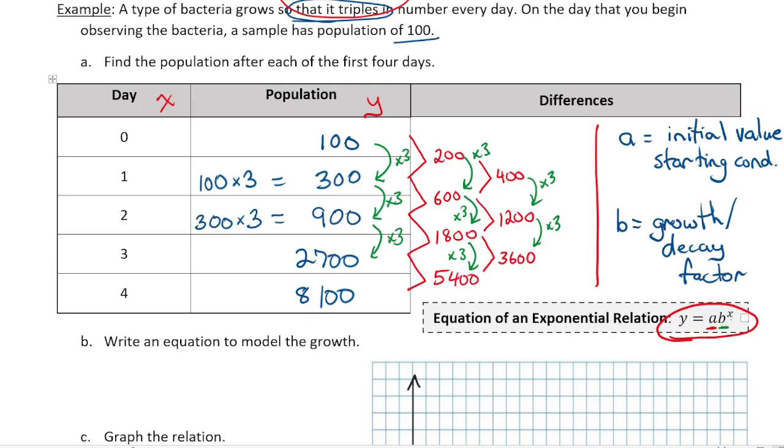And in this case, we actually have that in our table. If we think about it, this is 100 times 3, so we already covered that one. And this is also 100 times 3, so this is really 100 times 3 squared, times 3 twice. This one is going to be 100 times 3 three times, and 100 times 3 four times to get that 8,100. So that's how an exponential relationship works. It multiplies by the same factor every single time.